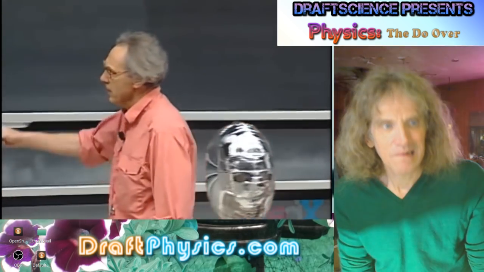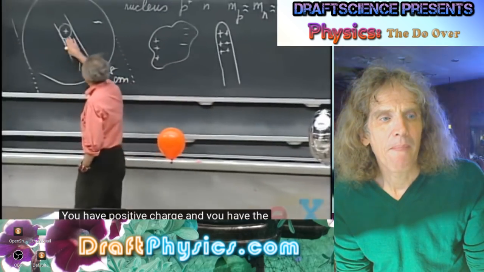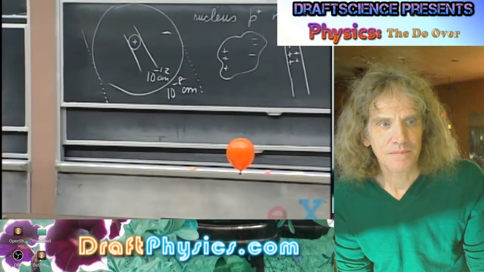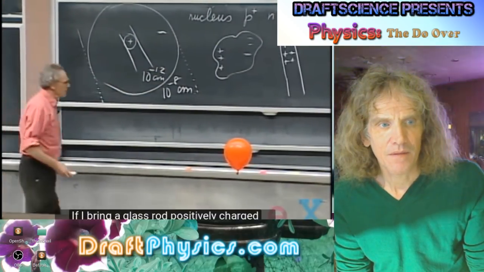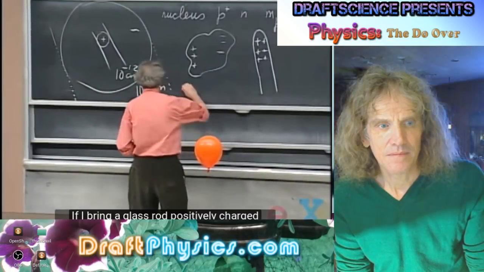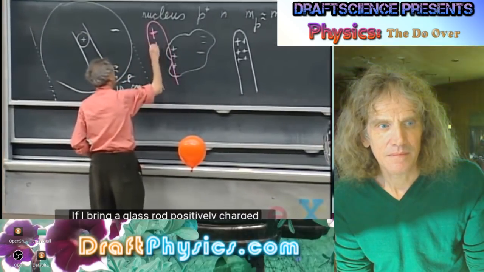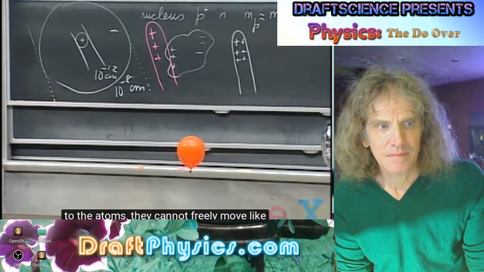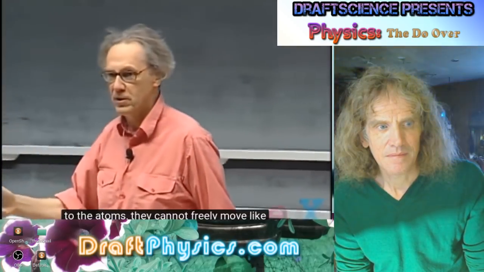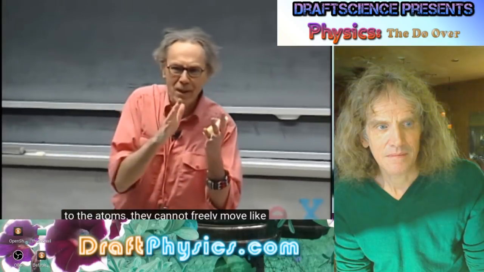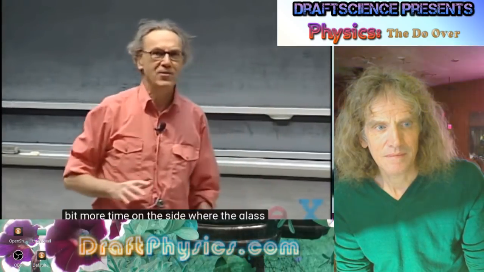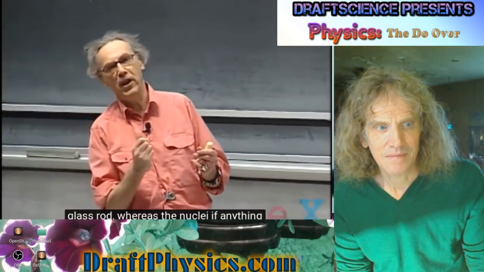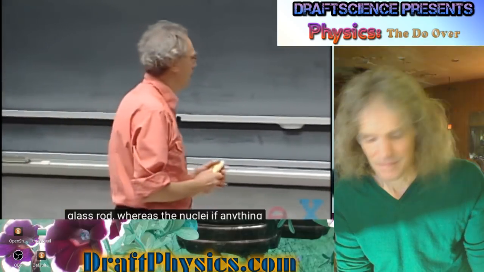If I take an atom like you have here, you have positive charge, and you have the electrons in the cloud around the positive nucleus. If I bring a positively charged glass rod nearby, then these electrons, which are stuck to the atoms and cannot freely move like in conductors, will spend a little bit more time on the side where the glass rod is, because they feel attracted by the glass rod. Whereas the nuclei, if anything, want to go away from the glass rod.